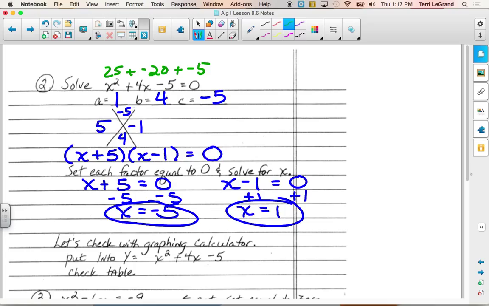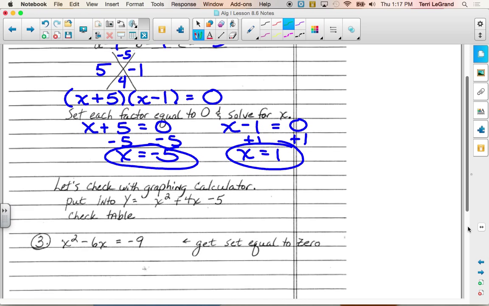Okay, let's do it with our 1. What's 1 squared? 1. And what's 4 times 1? 4. And then we have our plus of -5. Is that 0? Yes. 1 plus 4 is 5, and 5 plus -5 is 0. Okay, so really, that was harmless. It didn't take us very long to check it at all, did it?